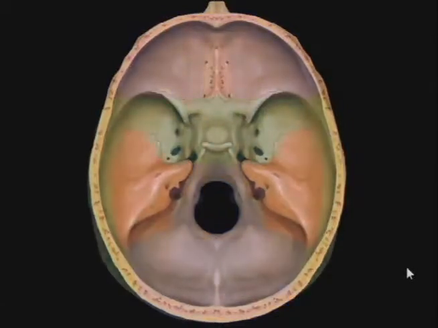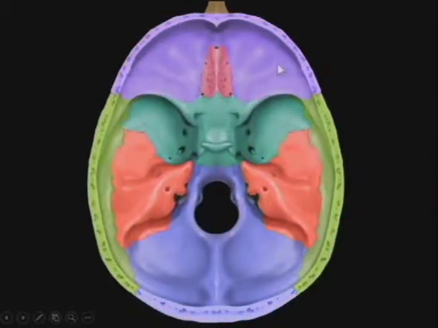Or we can think about the individual bones and the paired frontal, parietal, and temporal bones and the unpaired ethmoid, sphenoid, and occipital bones. So we're going to be focusing over here laterally on the temporal bone today in this section, and then later this afternoon we'll talk more about the skull base and the important cranial nerves that go through it.